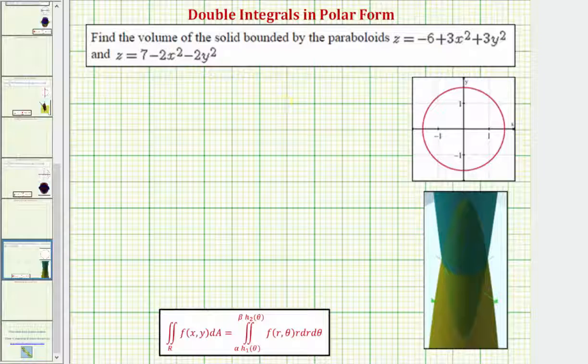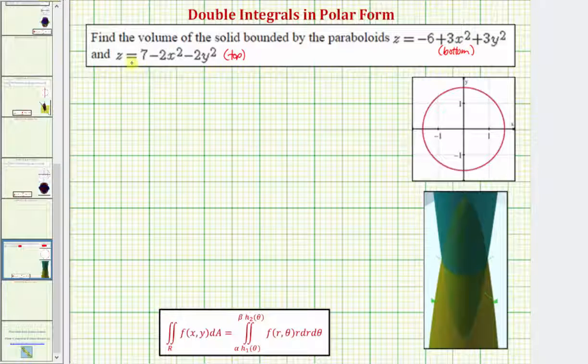Let's first do that. Actually, before we do that, let's identify which of these functions is the top function and which is the bottom. Notice we evaluate these at the point 0, comma 0. Here we'd have z equals 7, and here we'd have z equals negative 6, which means this is the top function, and this would be the bottom function.